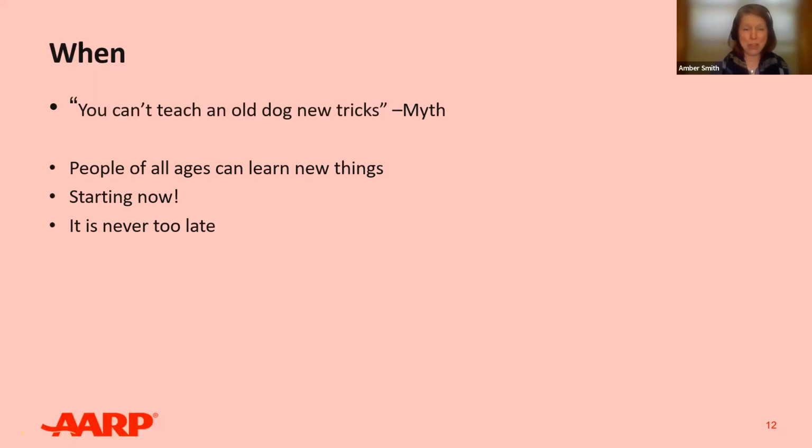It is a myth. Here's what we know. People of all ages can learn new things. And we also know the sooner you start, the better. There's a lot of evidence around early education being protective for brain health, but we also know it's never too late. It's not just about the education we got early in life. We can start engaging our brain, building our brain strength right now. So we can do that starting today. It's never too late. Next slide.